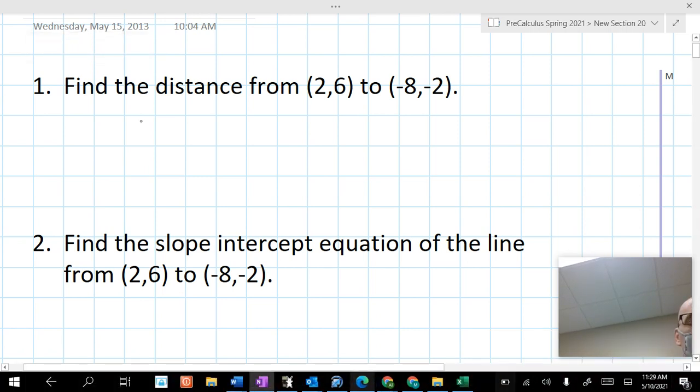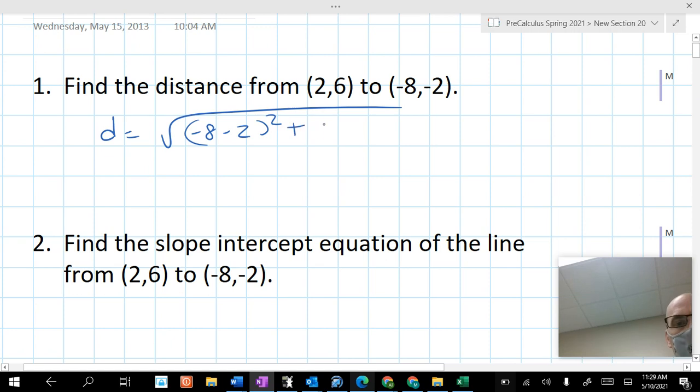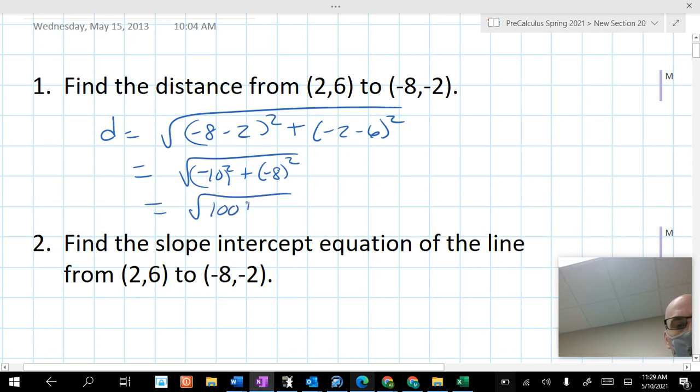Okay, distance from there to there. How do we do it? Distance formula: square root of (-8 minus 2) squared plus (-2 minus 6) squared, which is the square root of (-10) squared plus (-8) squared, which is the square root of 100 plus 64, which is the square root of 164, right? And how does that break down? Yeah, if I ask for a decimal, it's 12.81.